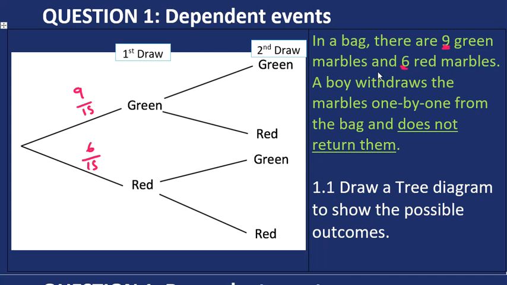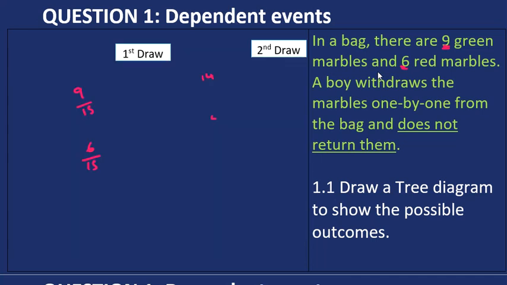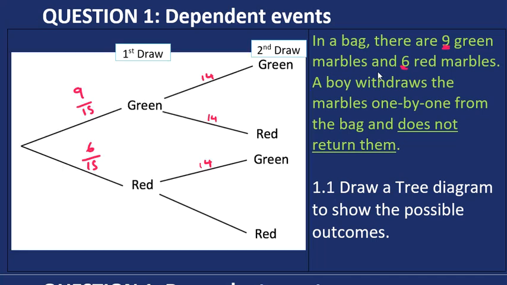That's your first draw. And remember, the colors haven't changed. It's still green and red. Those are the only 2 possibilities. Irrespective of what happened during the first draw, we still only have 2 kinds of marbles, which is green and red. Now, remember, 1 marble has been drawn in the first draw. So in the second draw, you no longer have 15, but you have 14 marbles. Remember, 1 marble has already been withdrawn, so you're left with 14.